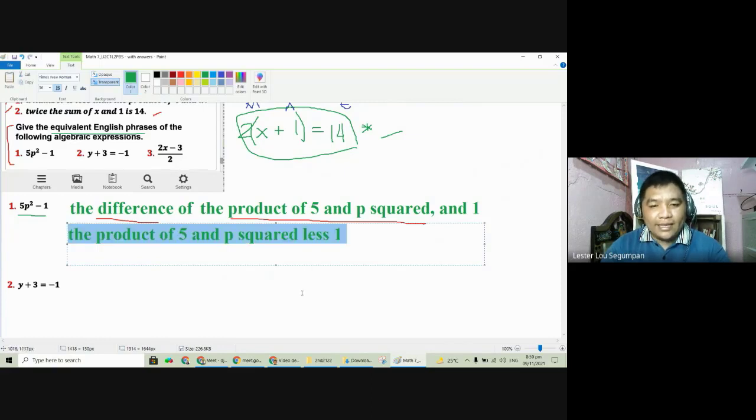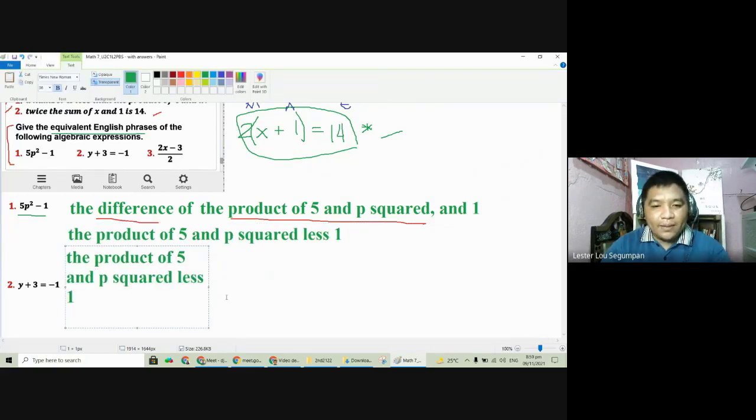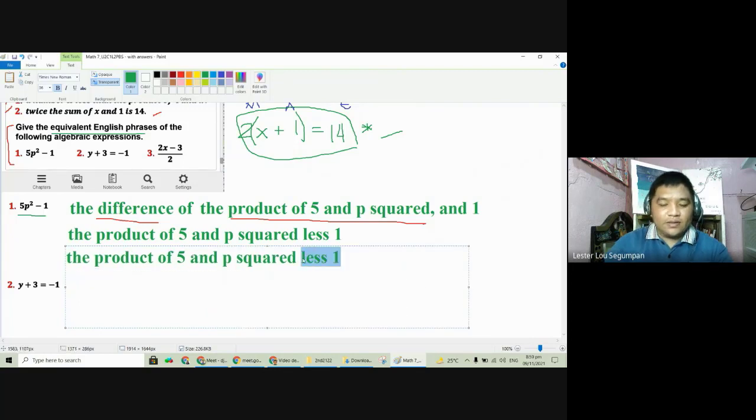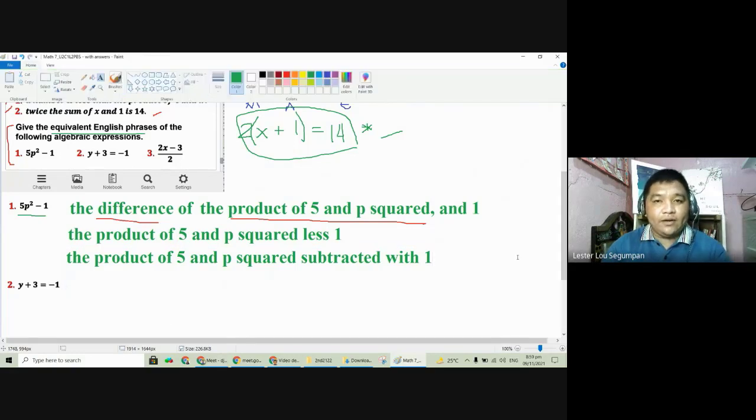Or if you don't like that, you could also say the product of 5 and p squared subtracted with 1. You cannot pick a specific answer here because there are many keywords that represent the operation. These are just a few of the examples.